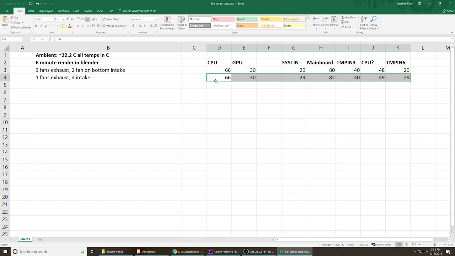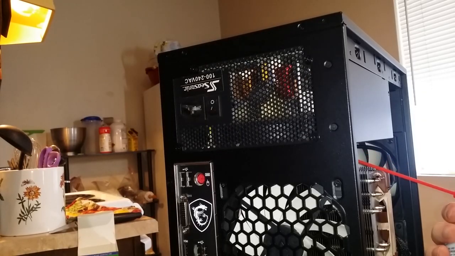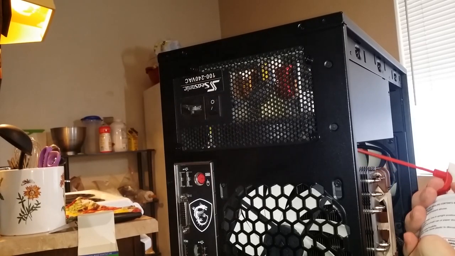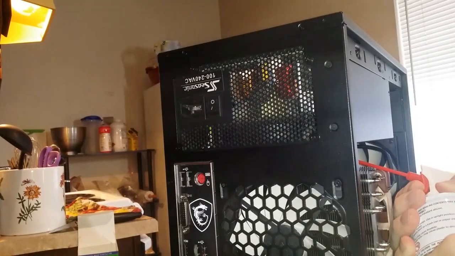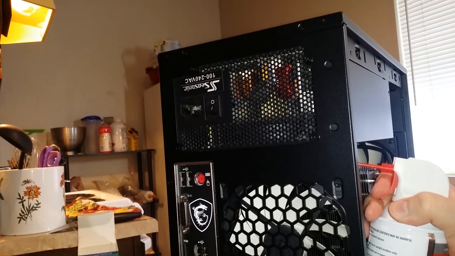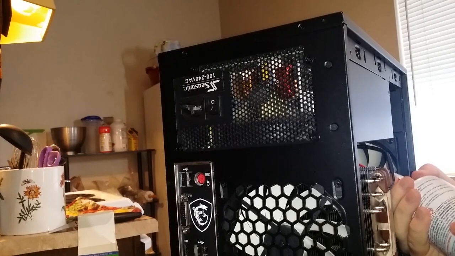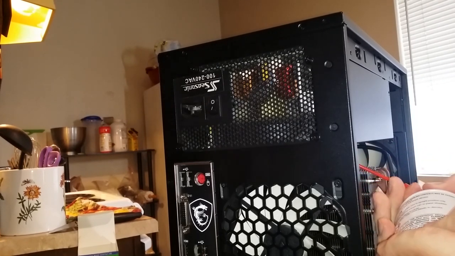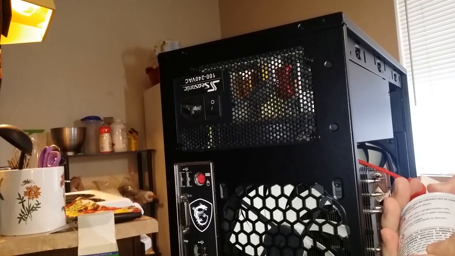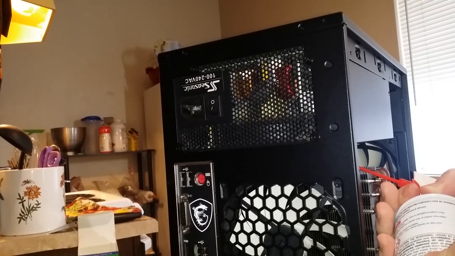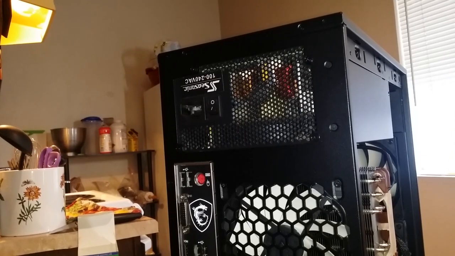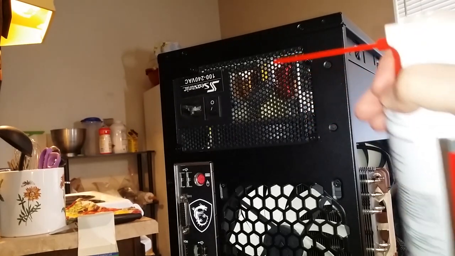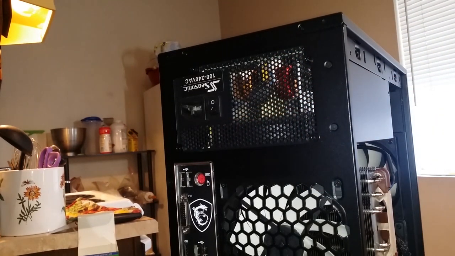I can say that what isn't reflected in this test data is that I do think that having the front fans as intake is actually better. I maybe could have shown this if I did a longer render in Blender, but when I did this test, the temperature on the CPU got up to 66 quite a bit before 6 minutes were up. Very, very soon after, probably within 2 or 3 minutes, I would say, it got to about 66. Whereas with this one, it only got to 66 literally about 10 seconds before we were 6 minutes into the render, so I do believe it climbed to 66 a bit slower.